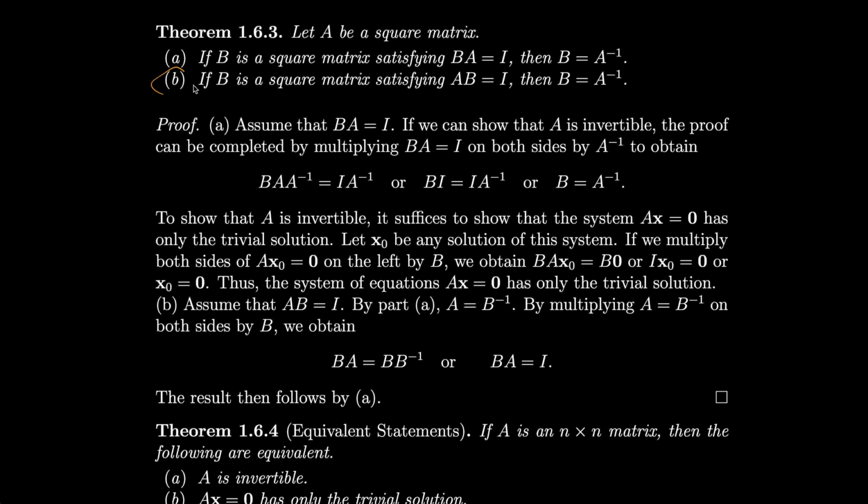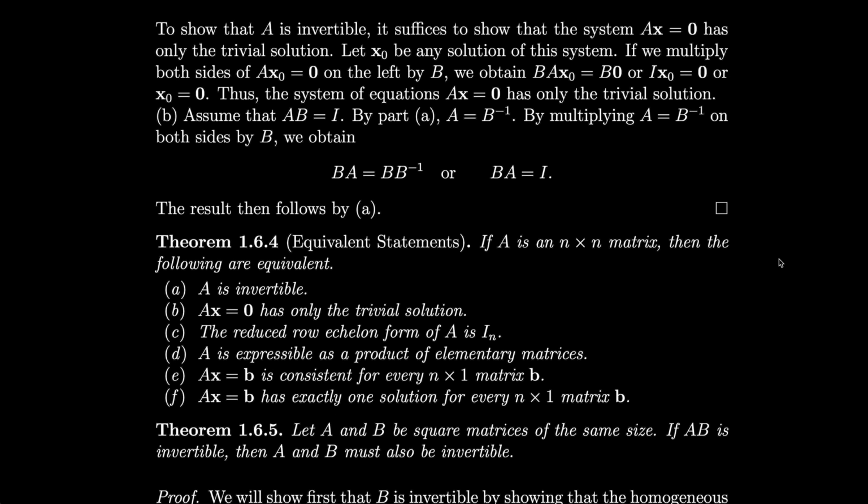Let's prove the second part of the theorem now. Assume that AB is the identity. By part A, A is equal to B inverse. By multiplying A equals B inverse on both sides by B, we obtain BA equals B times B inverse, which means BA is the identity, and that means that B is A inverse by part A.